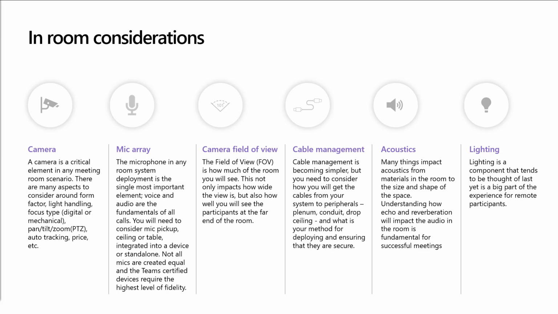The more glass and plastic in a room, the more vibrations there will generally be. So keep that in mind when designing, that maybe you need to add sound dampening to a room. Lighting is also very important. You want to make sure that the remote attendees get a good, clear view of the attendees inside the meeting space.